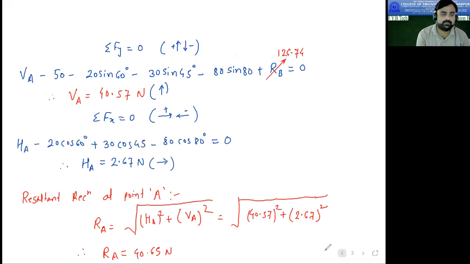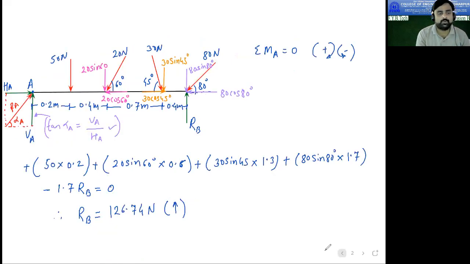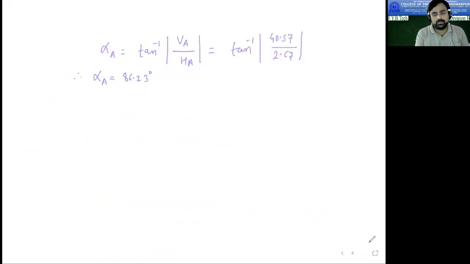Now this is the numerical which we have solved. Hope you have understood this numerical. समजले का काय केलं ते? Yes or no? Yes, sir. Okay. So now we will take the next numerical.